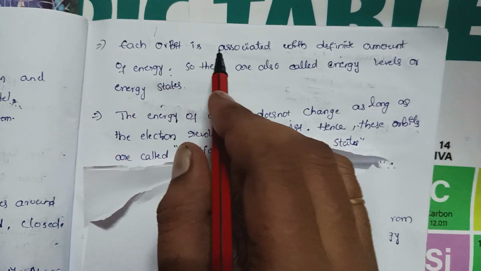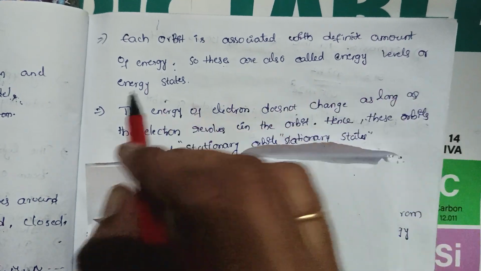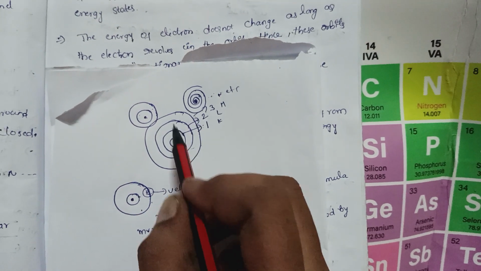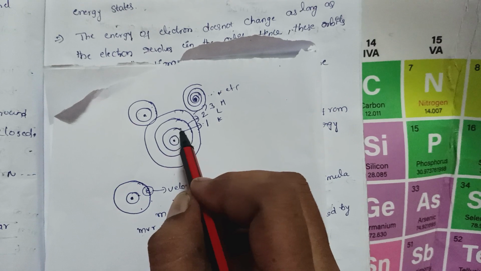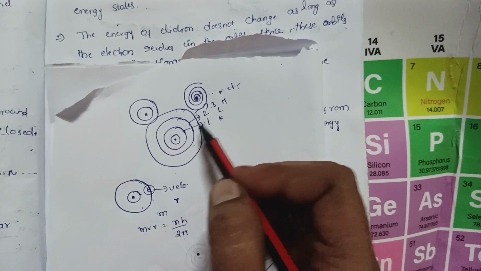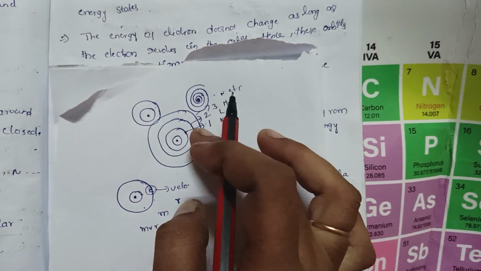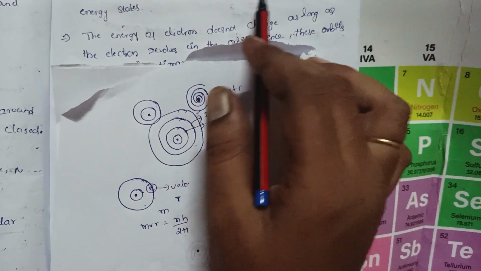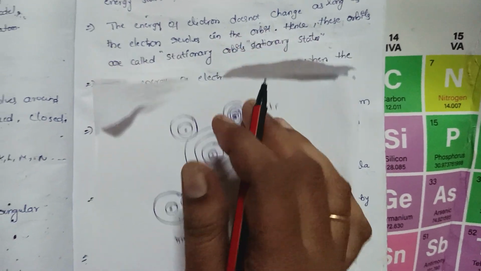Next, each orbit is associated with a definite amount of energy, so these are called energy levels or energy states. Each orbit has a definite amount of energy, meaning this orbit has a different amount of energy, and this orbit also has a different amount of energy. Different energy levels have different amounts of energy.